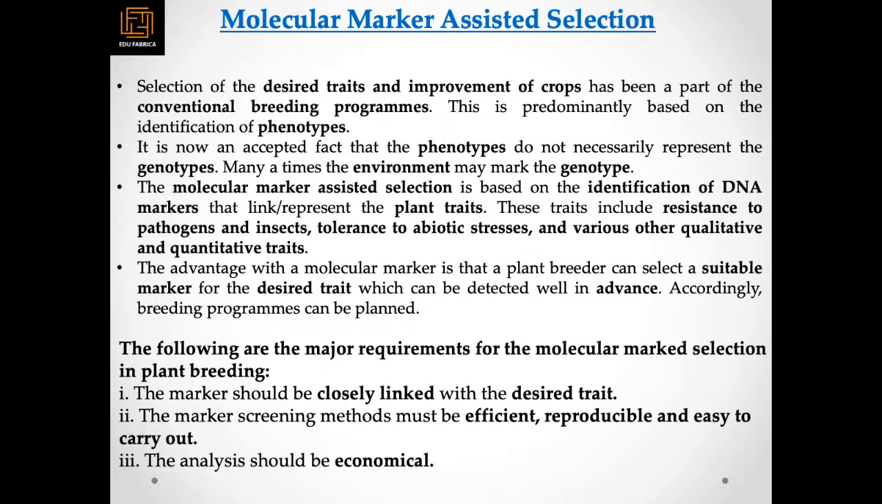So they are based on the identification of DNA markers that link and represent the plant trait. These traits include resistance to pathogens, insects, tolerance to abiotic stress and various other qualitative and quantitative traits. An advantage with the molecular marker is that the plant breeder can select a suitable marker for a desired trait which can be detected well in advance.